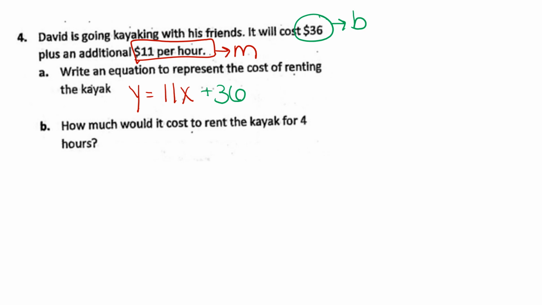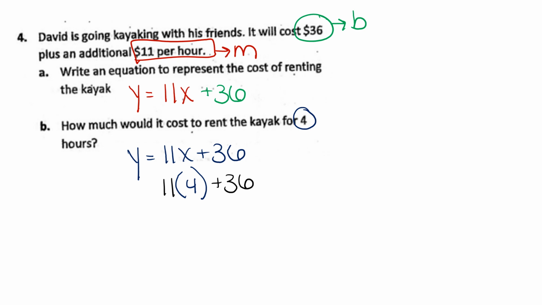We're going to use that equation, y equals 11x plus 36, in order to plug in the value that we're solving for, 4 hours. It's $11 per hour, so 11 times 4 would give us 44, plus the $36 that we have to pay up front. You add those together, 44 plus 36, to give us a total of $80.